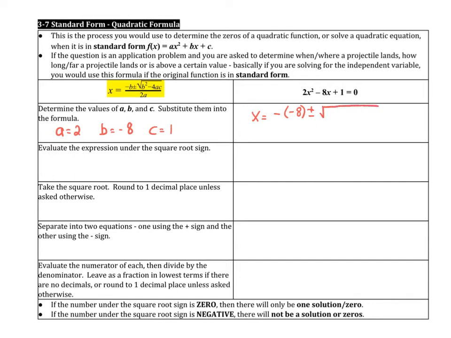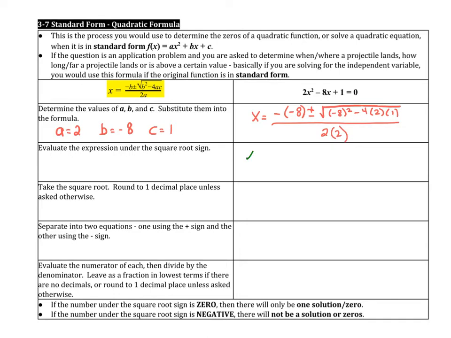Then it's the square root of b squared, so (-8) squared. Always make sure you use brackets when you substitute. Minus 4 times a, which is 2, times c, which is 1. And all of this is over 2 times a.